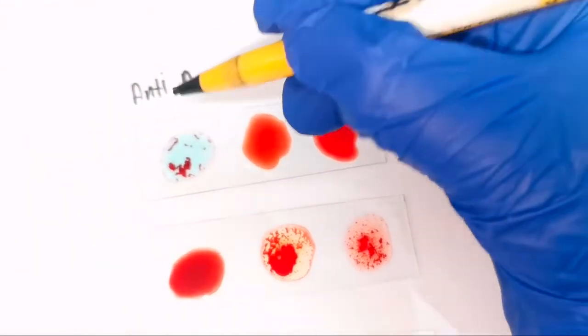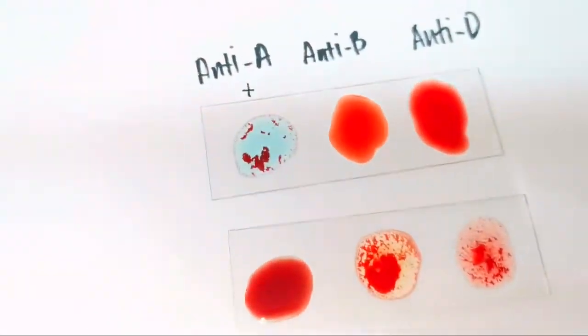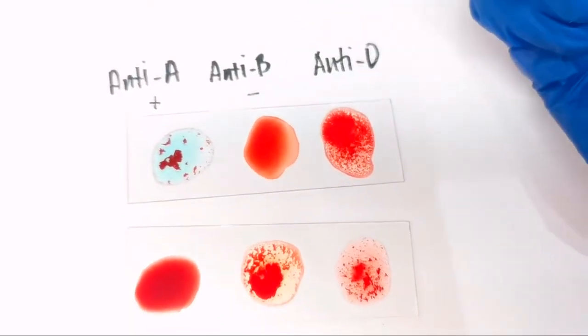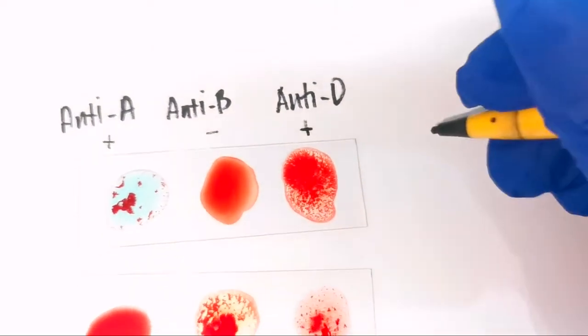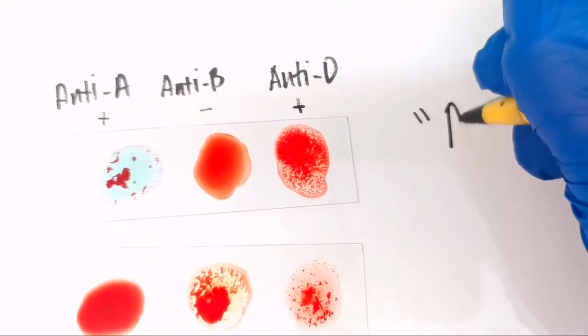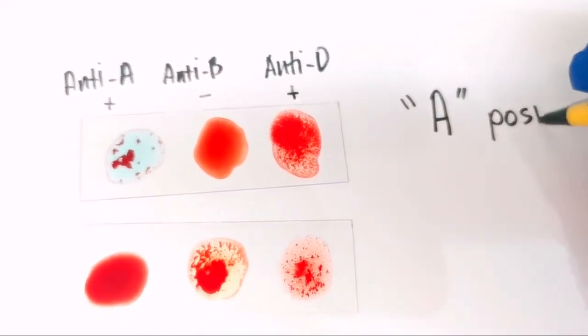In the first slide we can see clumping in the blood drop with anti-A Antisera, no clumping with anti-B Antisera. We can also see clumping in the blood with anti-D Antisera. Therefore the blood type of the first patient is A positive.